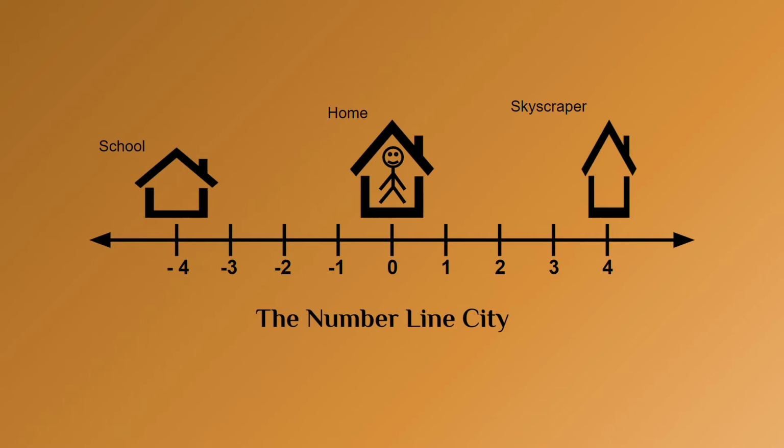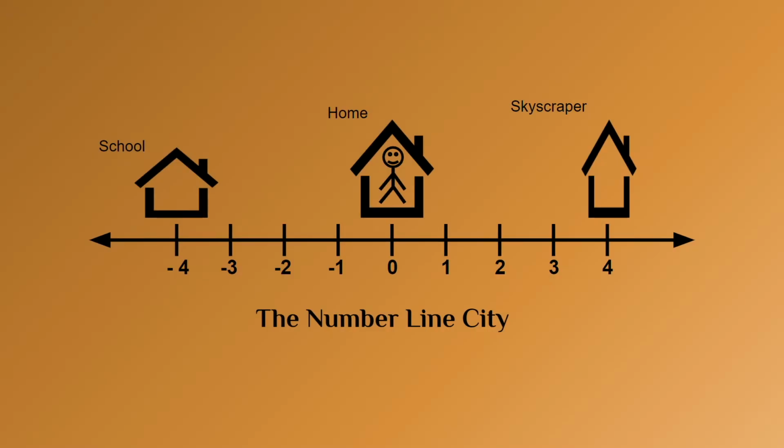First, let us observe this picture. I see that the difference between home and the skyscraper is 4, as 4 minus 0 is 4. A similar observation, but a little different. I can see the difference between home and the school is -4, as -4 minus 0 is -4.